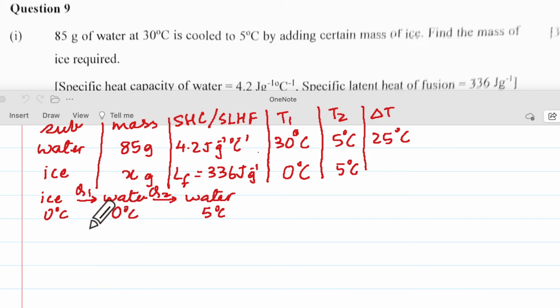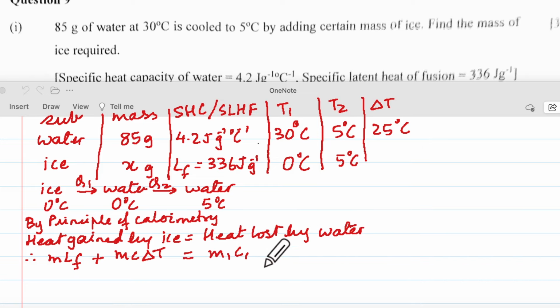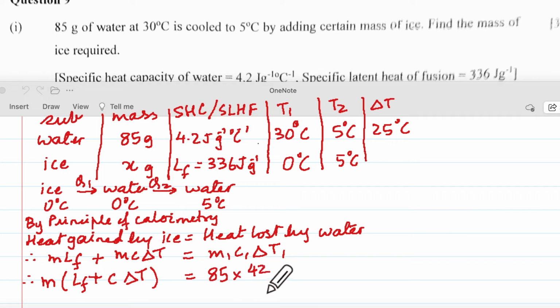So this will use the latent heat of fusion. We write, by principle of calorimetry at equilibrium, heat gained by the ice will be heat lost by the water. That means heat gained by ice will be mass into latent heat of fusion plus Q2, which is mc delta T, because it is change in temperature, will be equal to heat lost by water, which is m1c1 delta T1. Now, since we have to find the mass, we will take mass common: m(latent heat of fusion plus c delta T) is equal to M1, the mass of water, which is 85 gram, multiplied by SHC, that is 4.2, into delta T, which is 25.